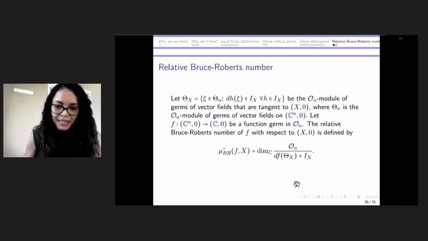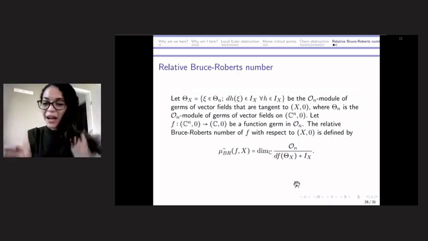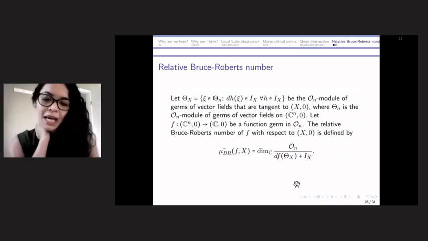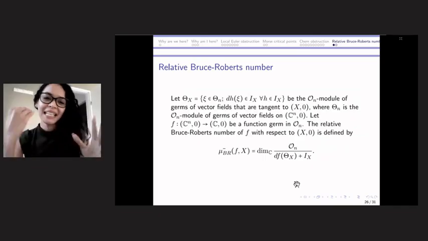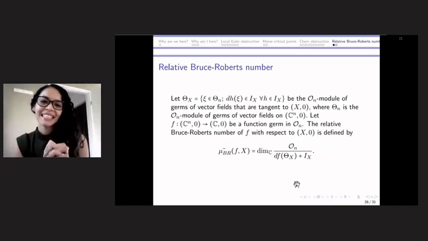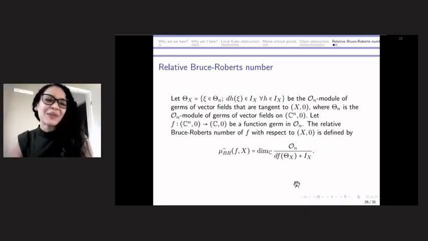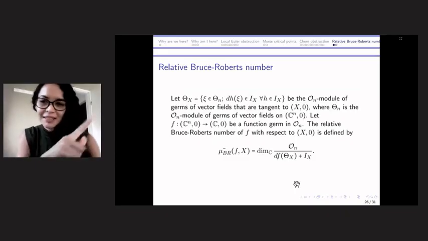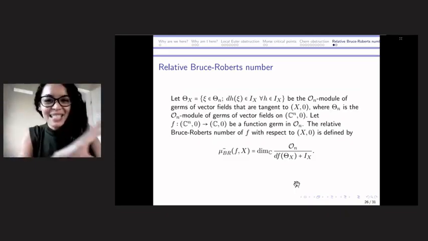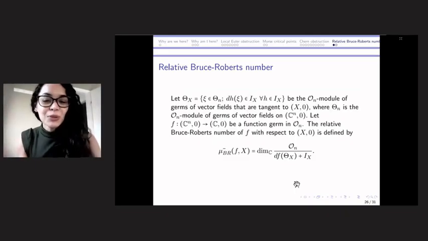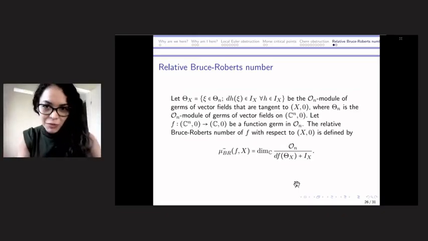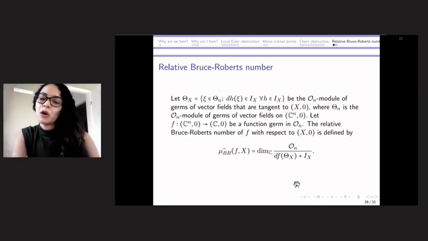Now, in the final minutes that I have, I will try to be quick. I am finishing. I told you that the very nice thing that happened, the planets aligning, was having Barbara at the same time having a postdoc with Cidinha. So we looked at this setting that we had through the optics with the perspective of the relative Bruce-Roberts number.